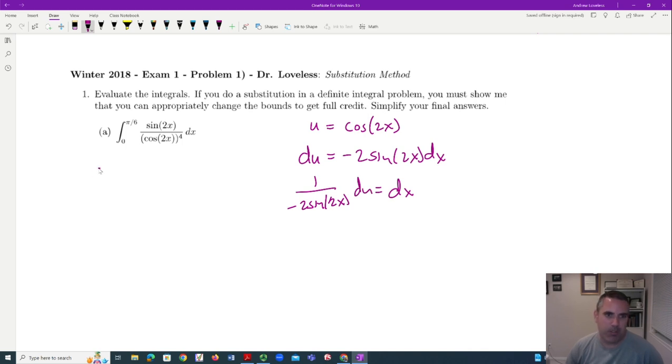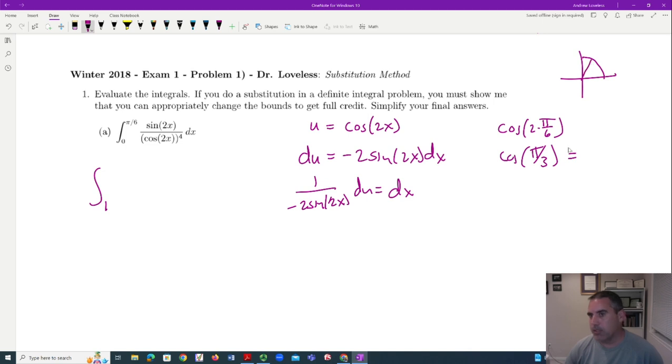So practice. But this becomes, when you plug in a 0, you get a 1. When you plug in a pi over 6, you get cosine of 2 times pi over 6. This is why I would put the unit circle on my note sheet. So that's the x-coordinate on the unit circle at 60 degrees, which has to be a half. So anyways, this is a half. This is u to the 4th. This is sine of 2x. This is 1 over negative 2 sine of 2x. Those cancel, and we're off to the races.